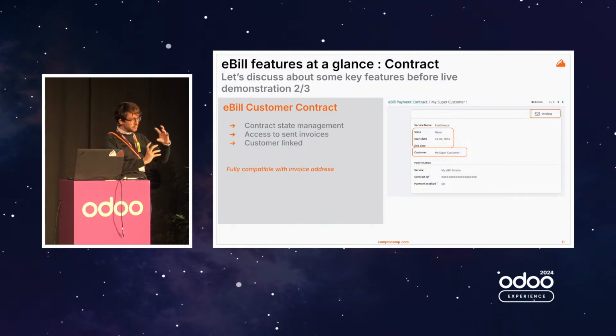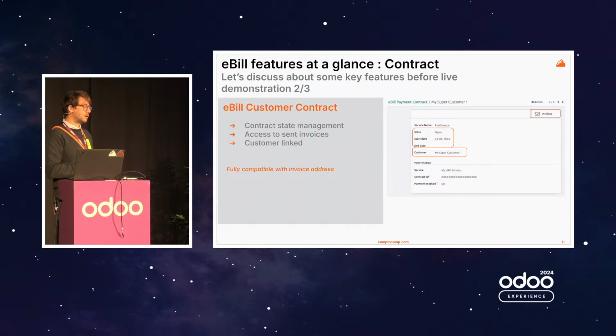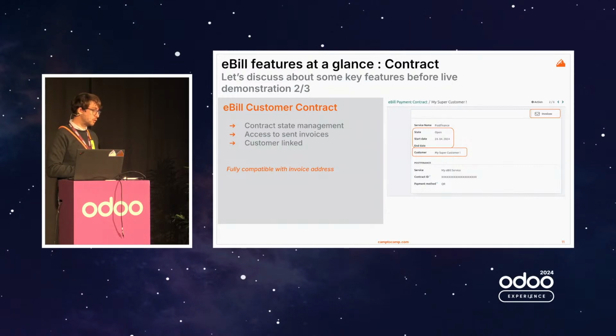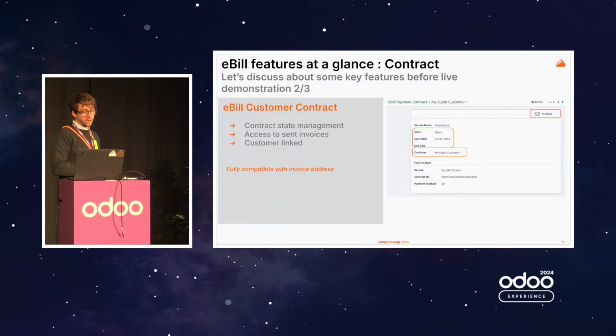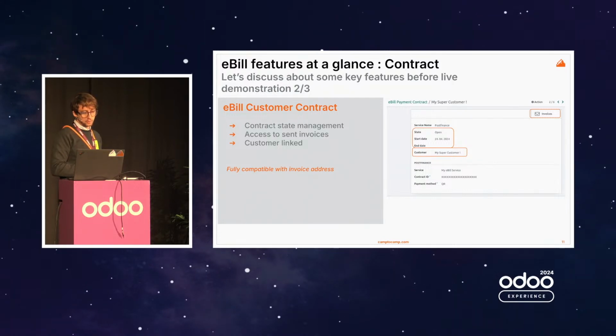So we have the second step just there. If you have, say, 10 customers that need to receive your invoices based on the eBill protocol, you're obviously going to have one service and 10 contracts. That's the way it's built, and that's the way it works on the eBill protocol.